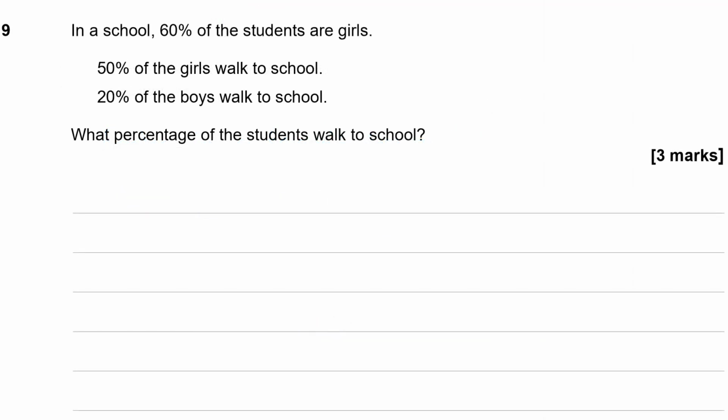Okay. In question 9, we're told that a school has 60% of their students being girls, and of those, 50% of the girls walk to school and 20% of the boys walk to school. What is the percentage of students who walk to school? Now, first thing to note in this question is that there's no number of students given, so we're just working purely with percentages. If it makes it easier for you to think about, then you can just assume that there are 100 students.